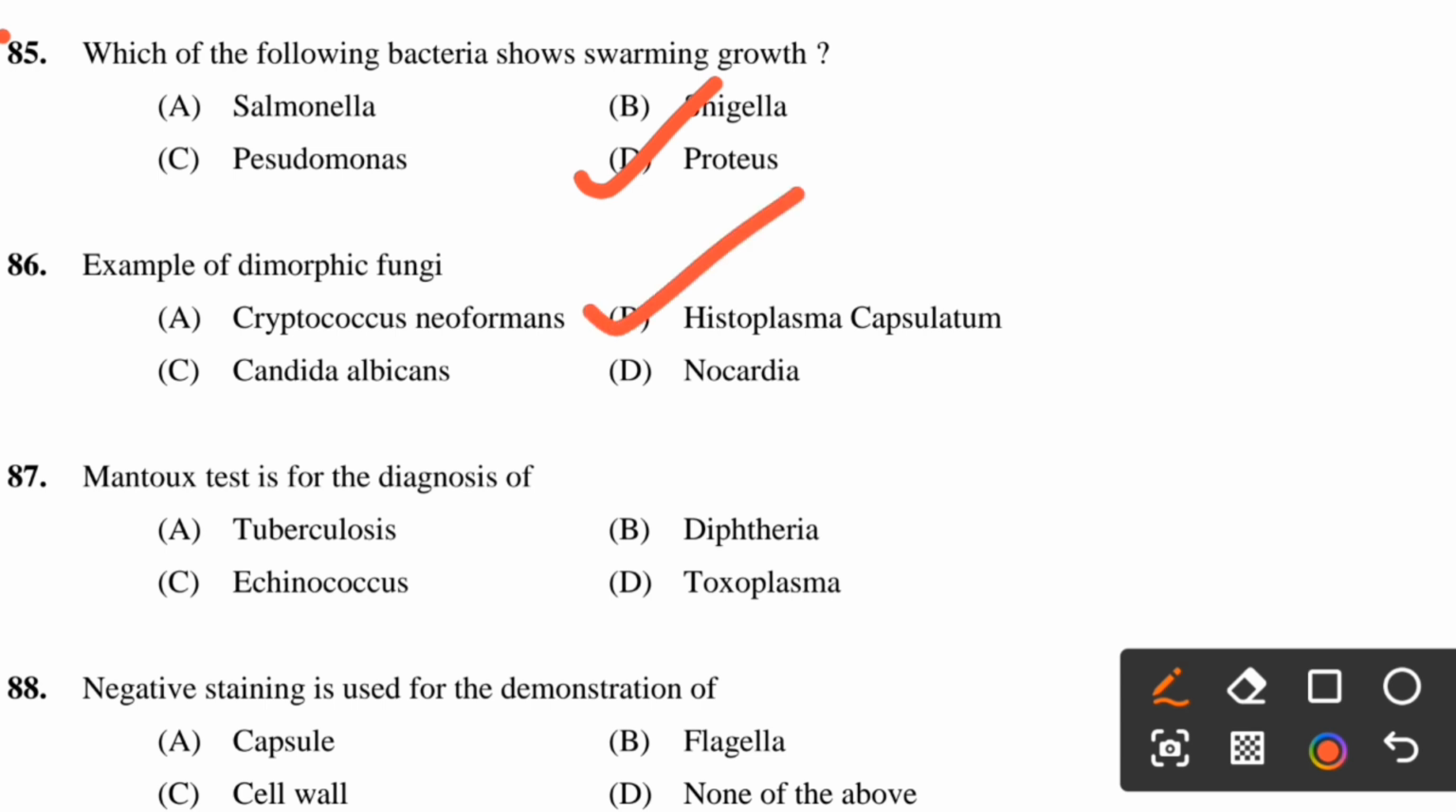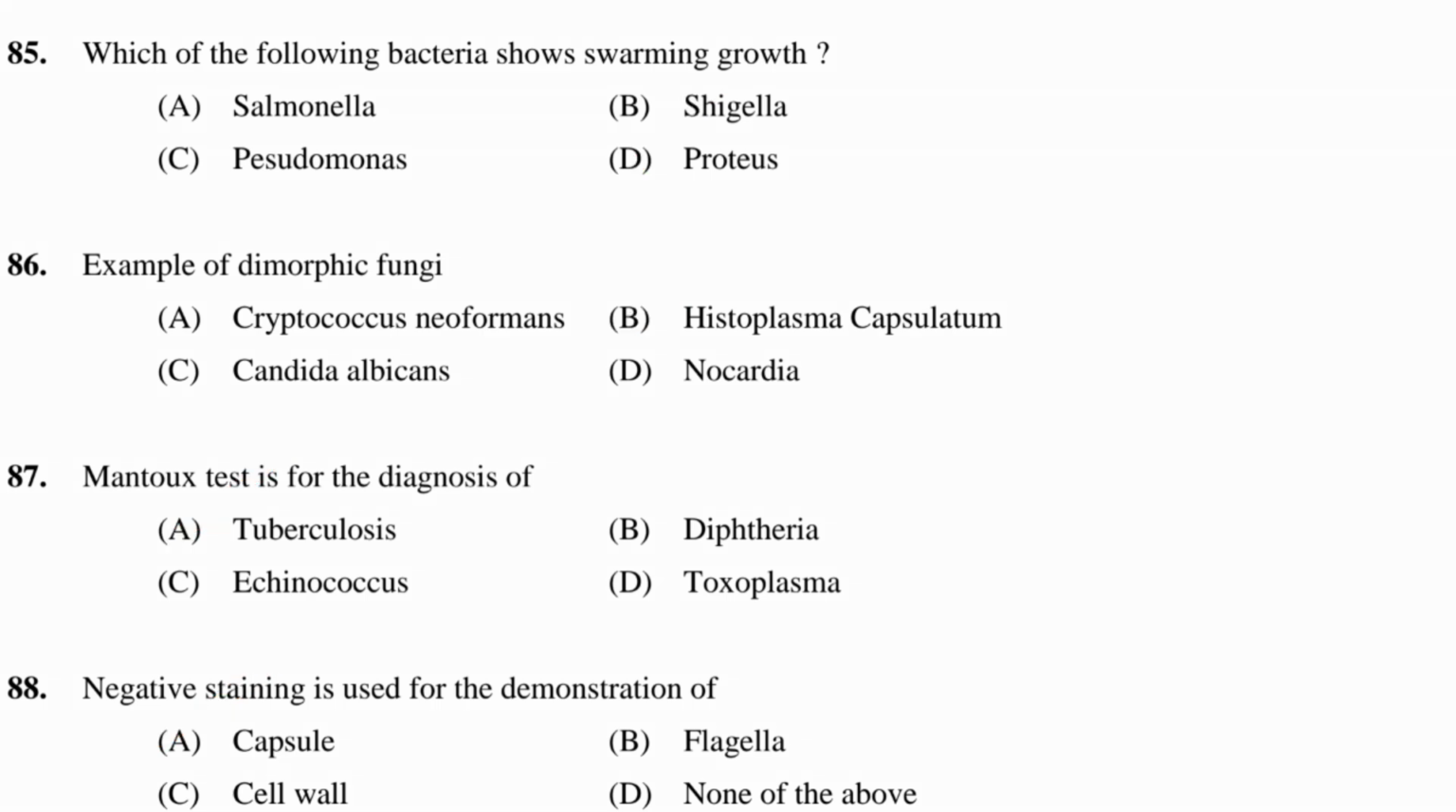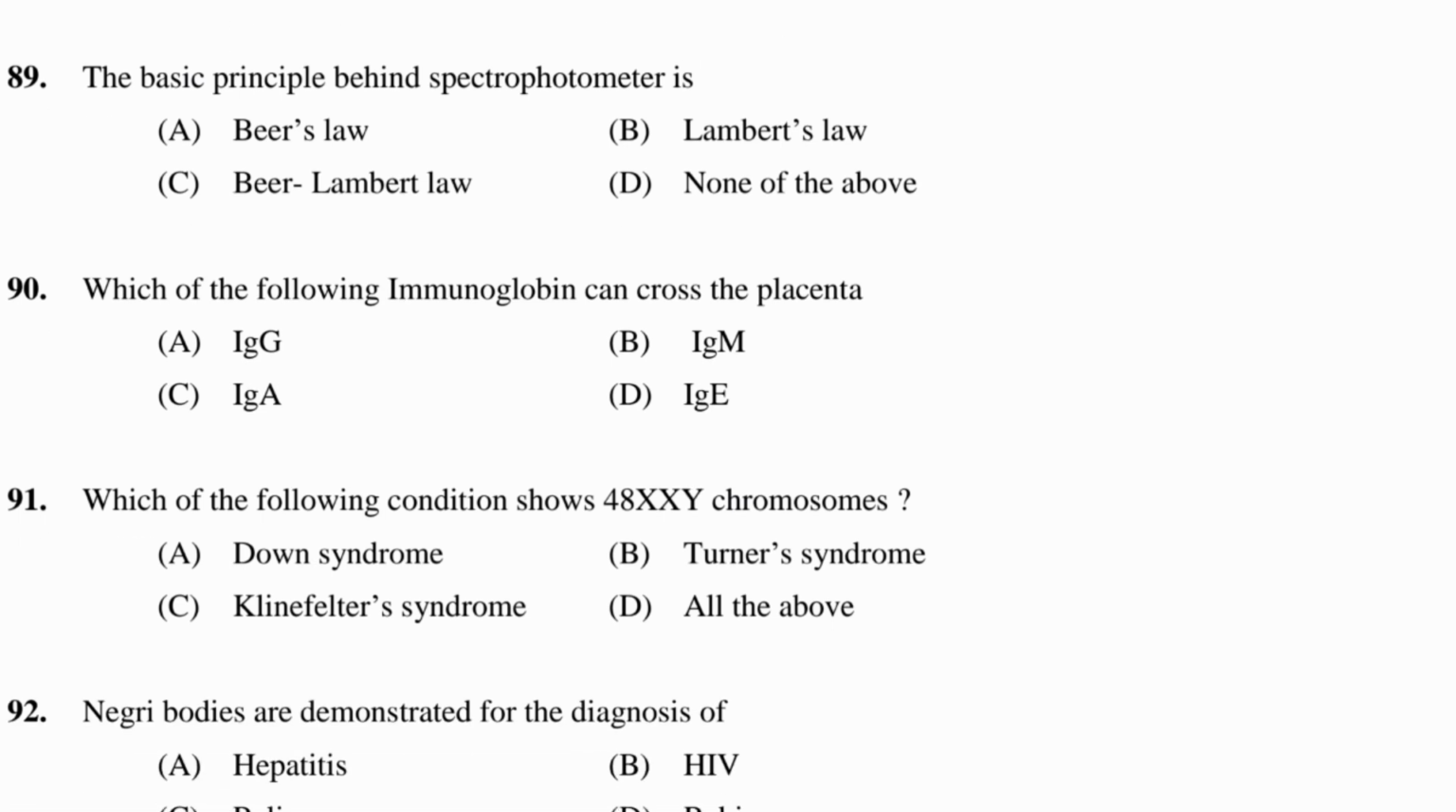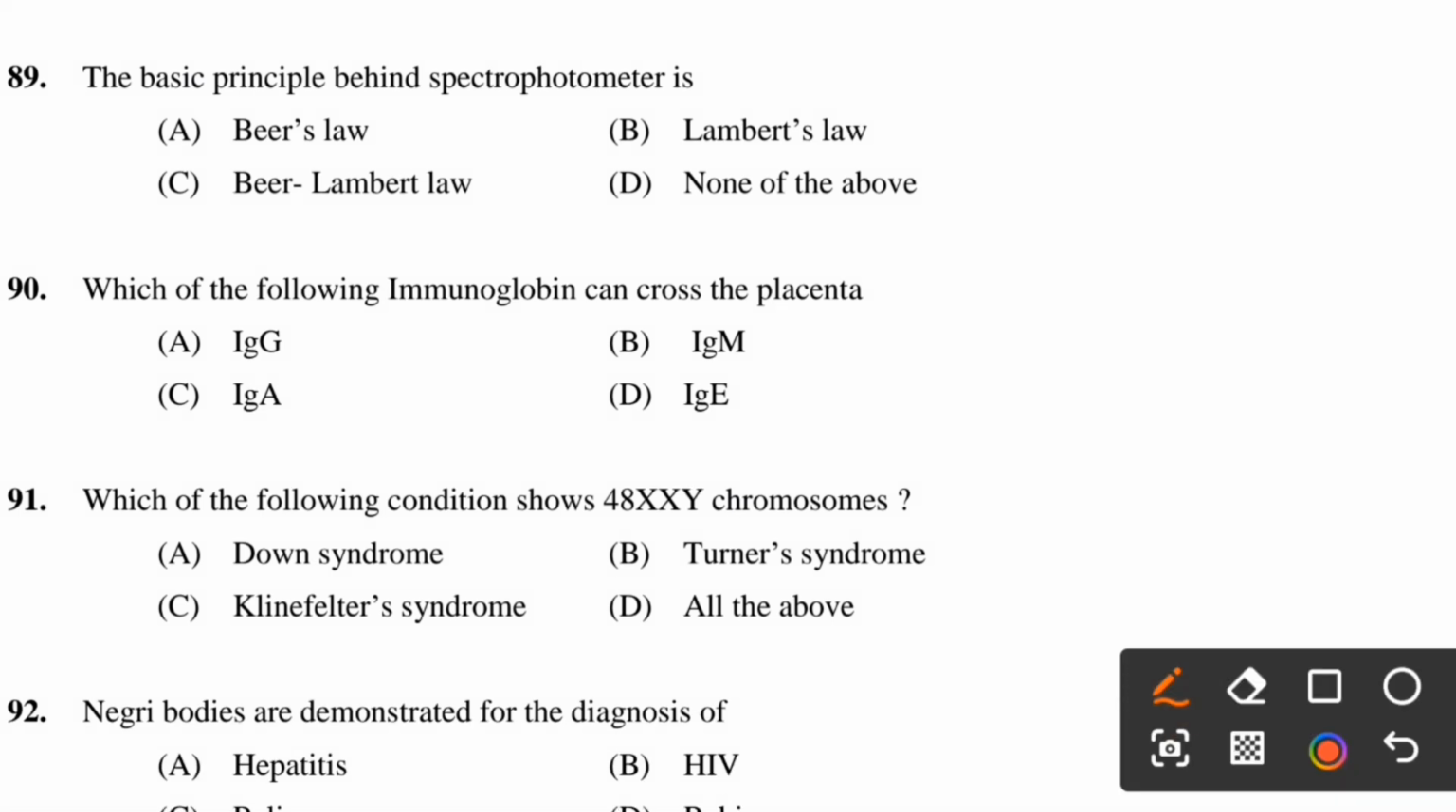Next one, Mantoux test is the diagnosis of tuberculosis. Next one, negative staining is used for the demonstration of. Right answer, capsule. Next question, the principle behind spectrophotometer. The right answer is Beer-Lambert's law. Option C, Beer-Lambert's law.